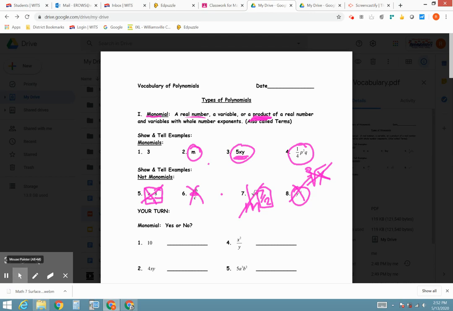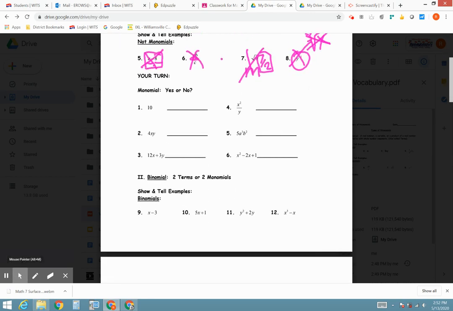All right, so we want to classify whether these are monomials. So 10, yes. Going down to number 4, yes, that works. 3, I like everything I see, but I'm seeing more than one term. So because there's more than one term, it's not a monomial.